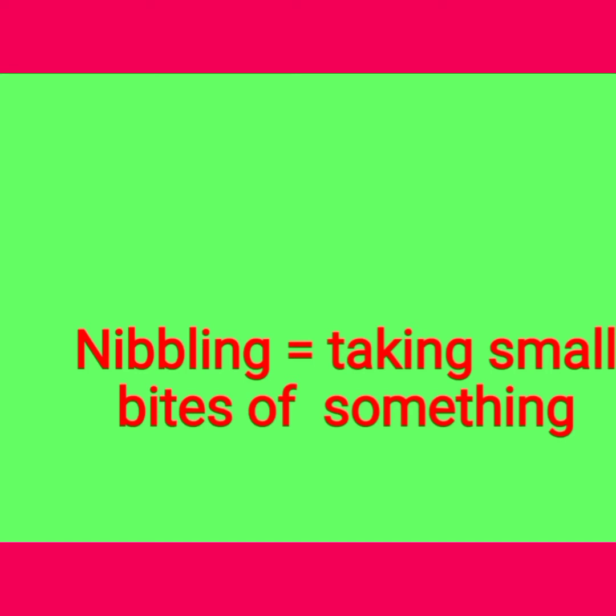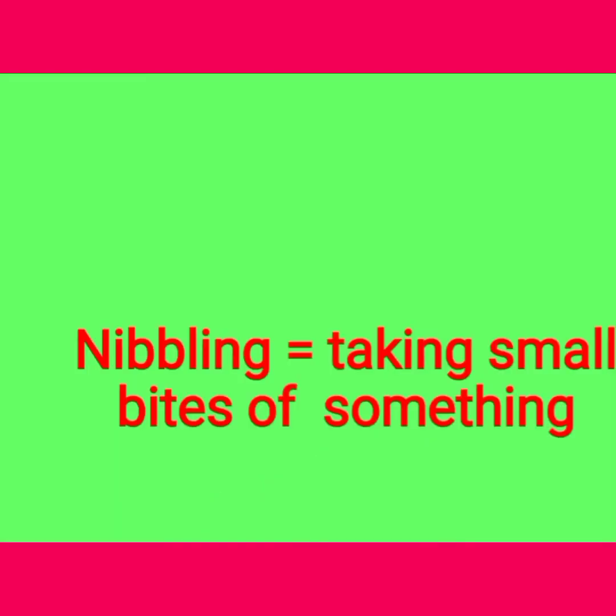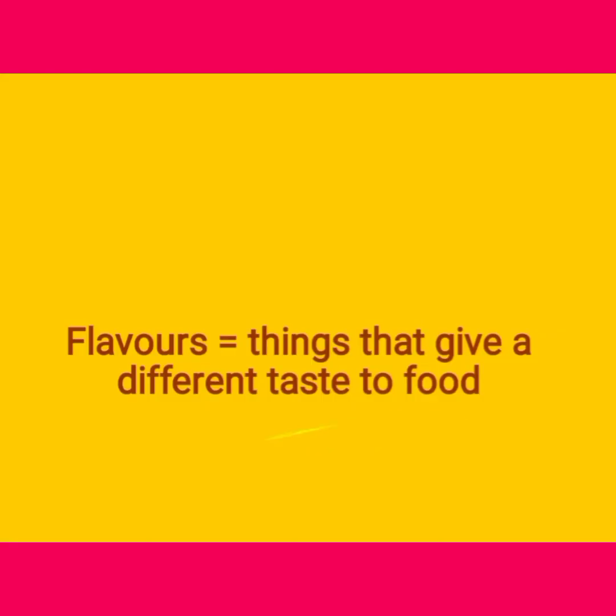Nibbling. Taking small bites of something. We cannot eat, suppose, an apple or guava or anything at a time. We will take small bites. That's the meaning of nibbling. Nibbling means taking small bites of something. Even chocolate also, we cannot eat at a time. We'll eat small pieces. And next see.